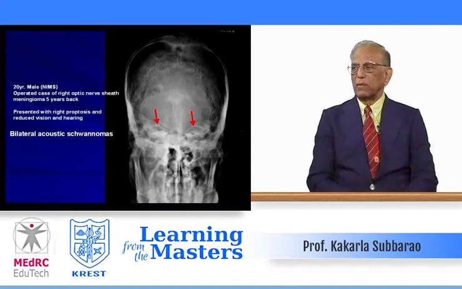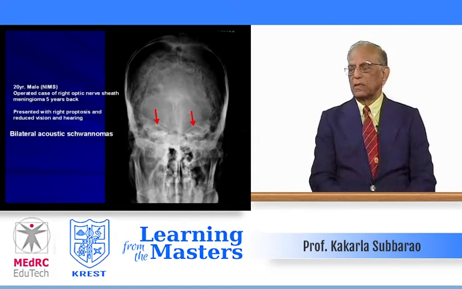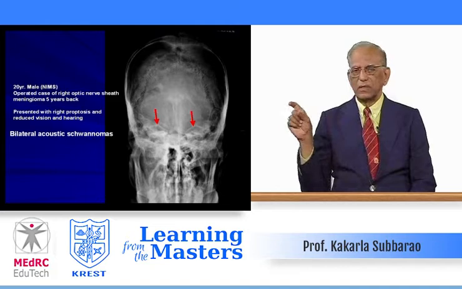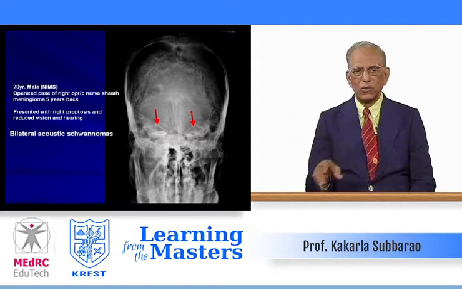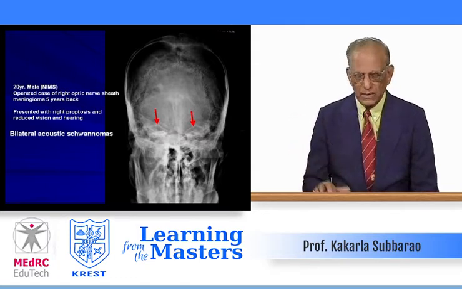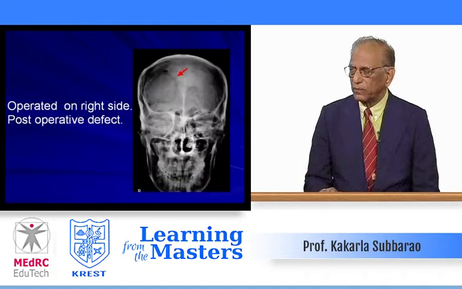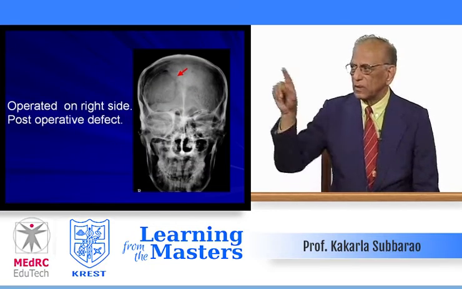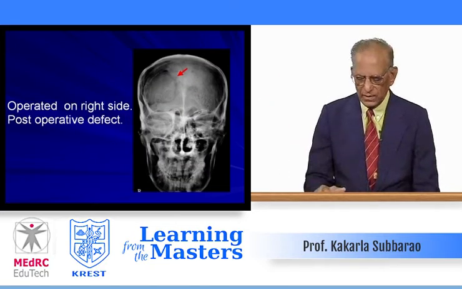This is a 20-year-old male presented in NIMS, operated case of right optic nerve sheath meningioma 5 years ago, presented now with right proptosis and reduced vision and hearing also. This is, as you see, the Towns view, the widened acoustic canals, bilateral acoustic schwannomas. Can't say schwannomas, but already we have got proof. Operated on right side, you see the post-operative cranial defect on the right side.